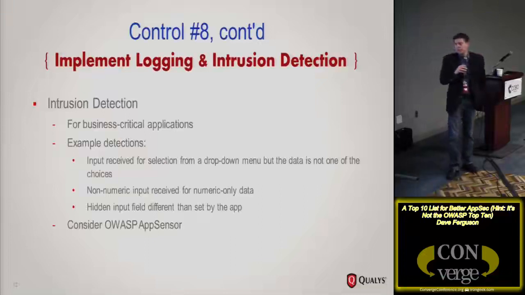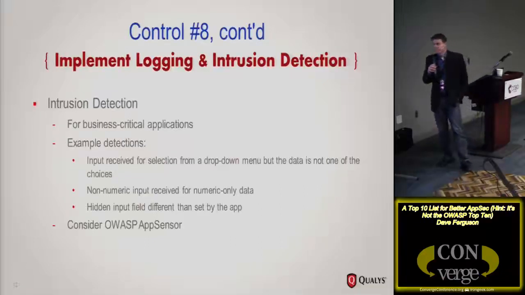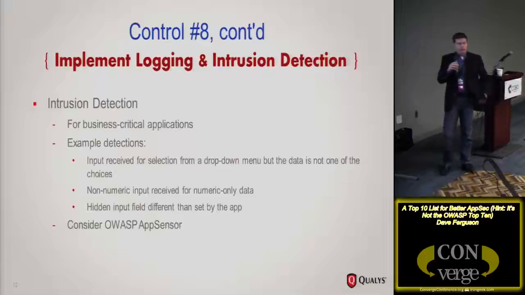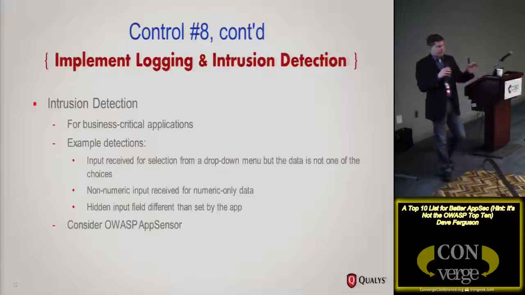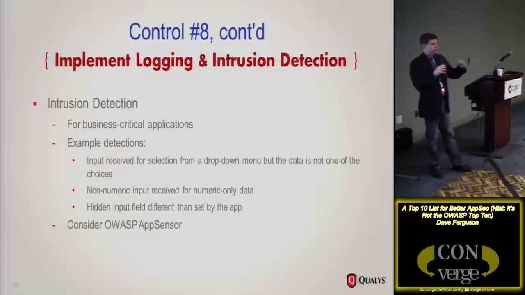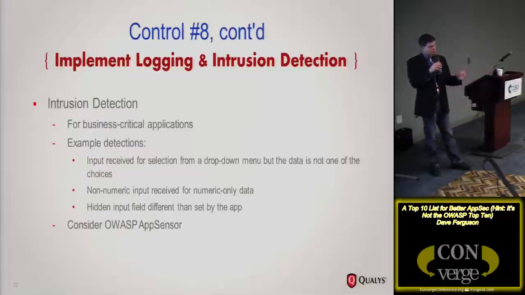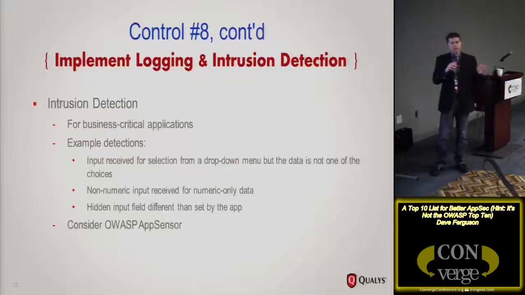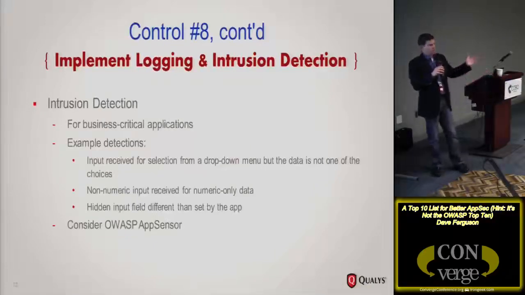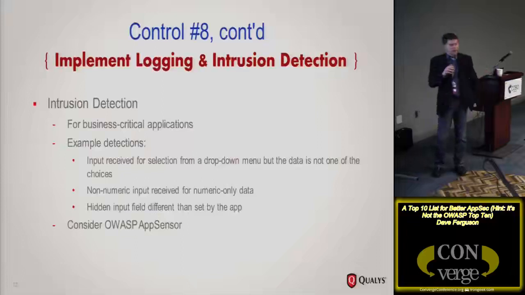I have 3 examples here. One would be if your application receives input that comes from a drop-down menu in the web page, but the input received is not one of the choices in the drop-down menu. A normal user would never do that. But someone testing your application or looking for weaknesses is going to try to exploit it by sending in different data for that parameter. That's a clue that this application is being attacked by this user, and so you could block that, kill their session, or do something else.